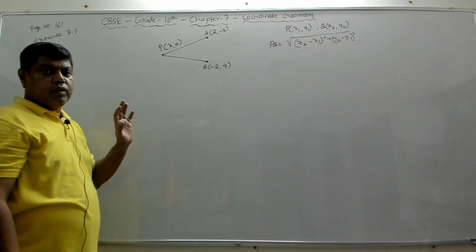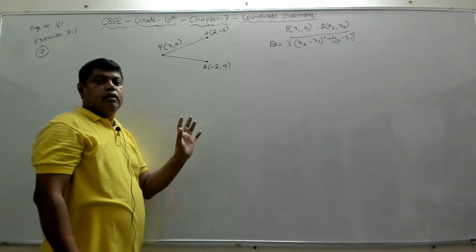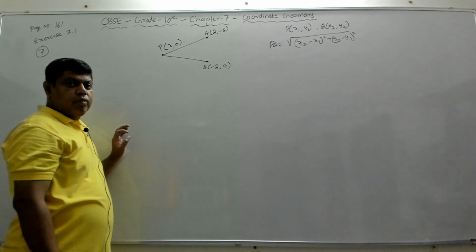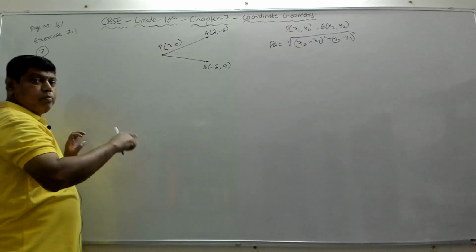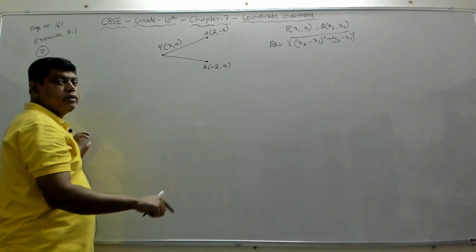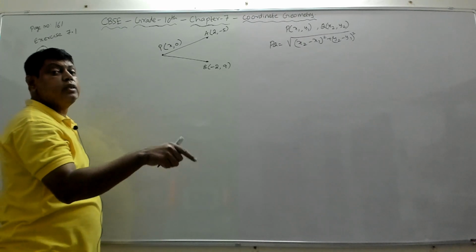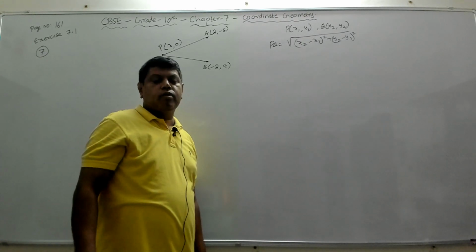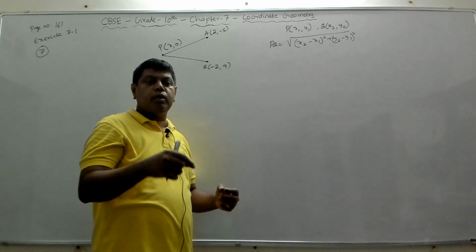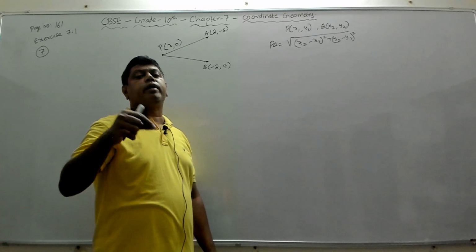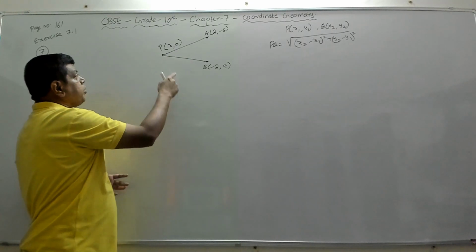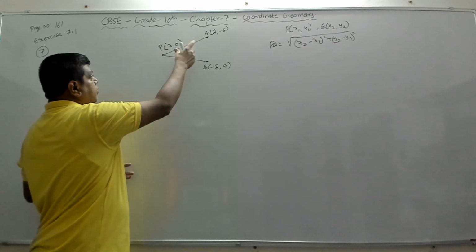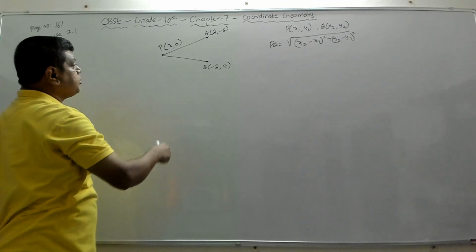Any point on the x-axis will be of the form (x, 0), because its y coordinate is always 0. That's why we call y equal to 0 the equation of the x-axis. So any general point I want to take is (x, 0). Now here we should find what that x is, such that the distance between A and P is the same as the distance between B and P.